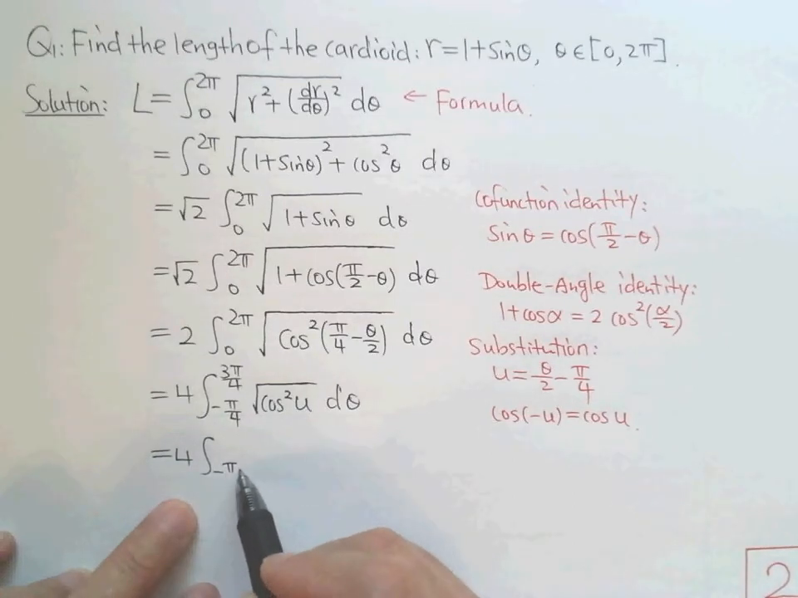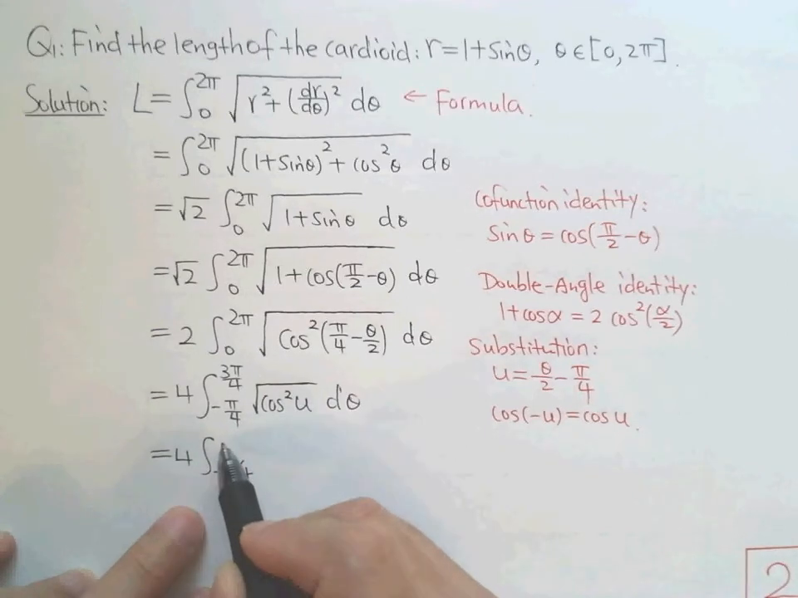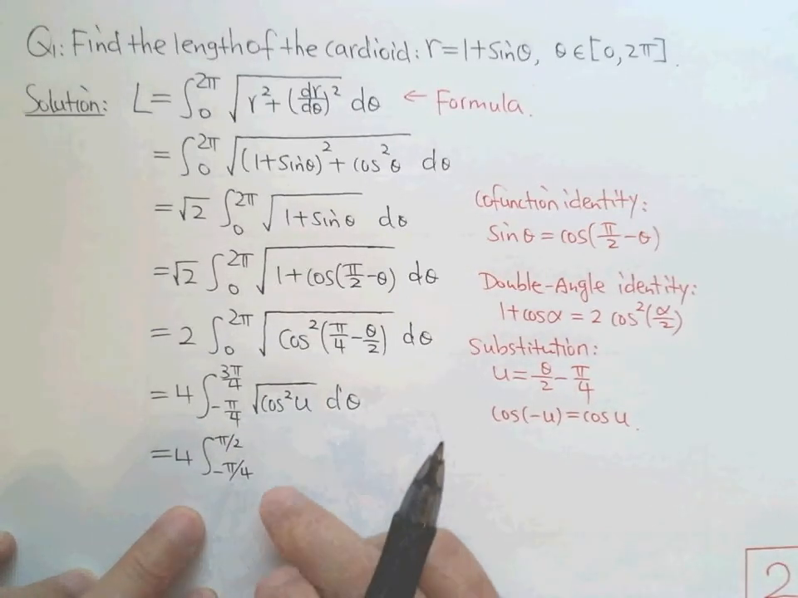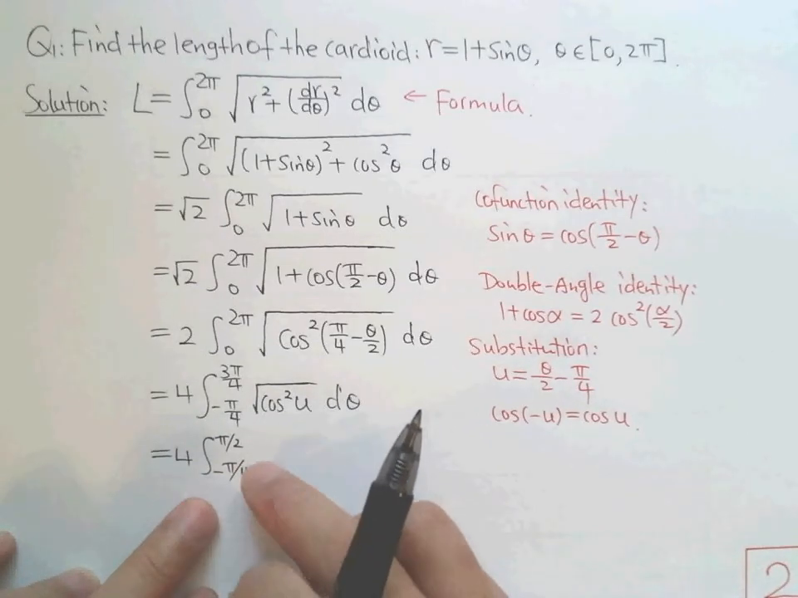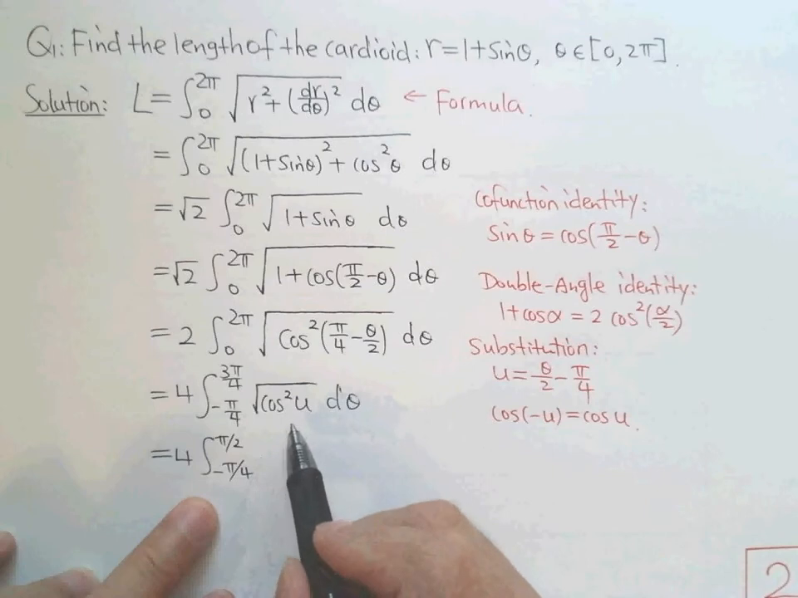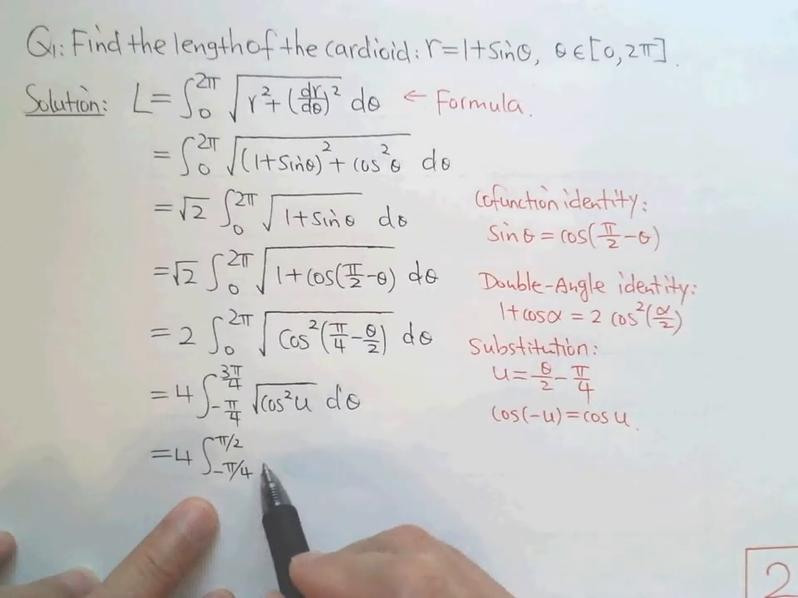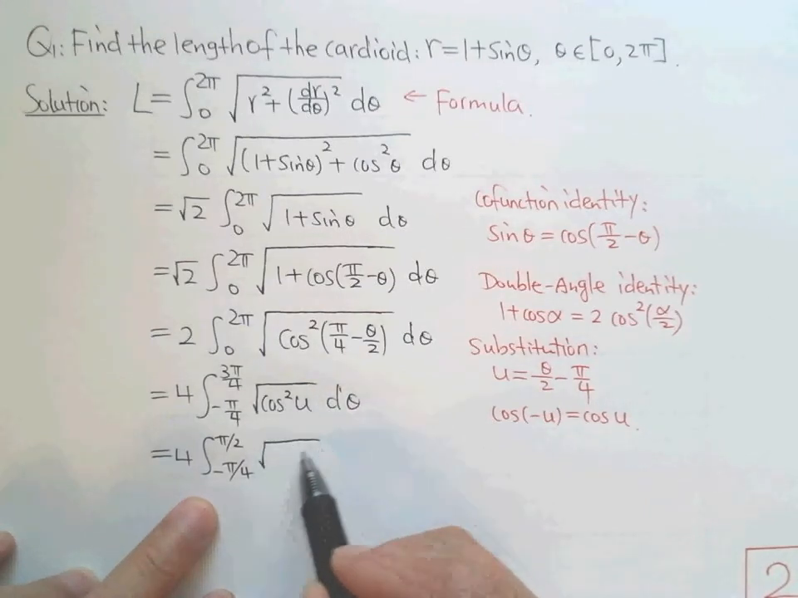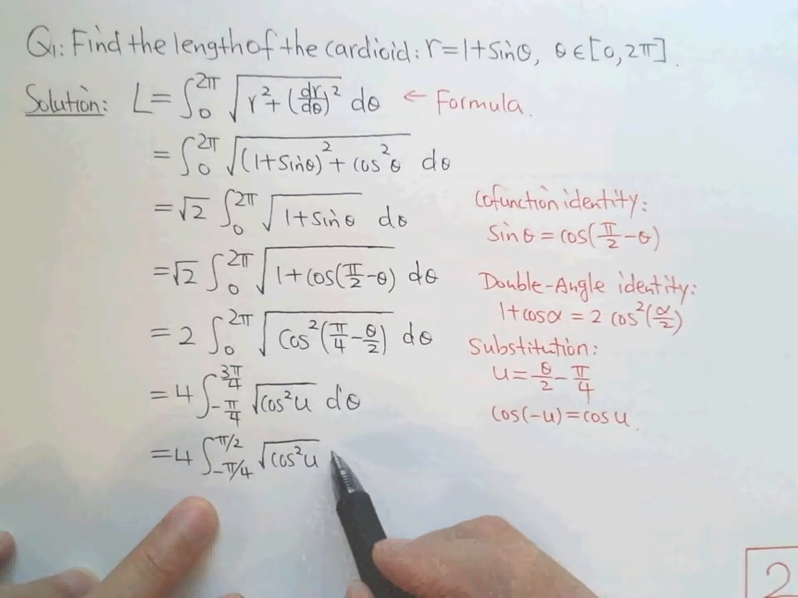Negative pi over 4, okay, I'm going to write it in this way, to pi over 2. You see, this is from the first quadrant to 90 degrees, right? The first quadrant. And this is what? I'll write one more step. I will put here cosine squared u, okay.